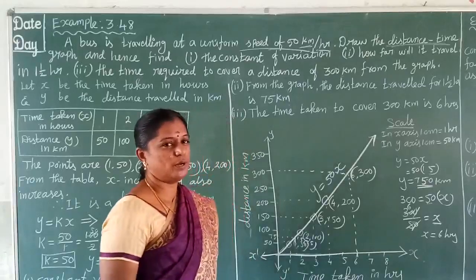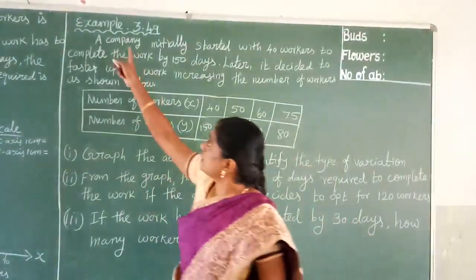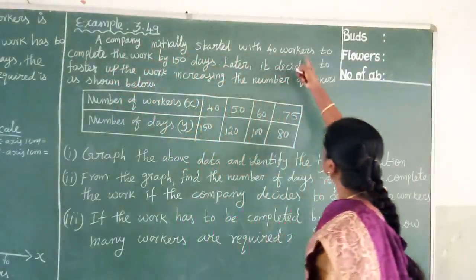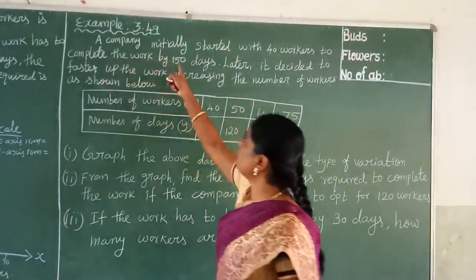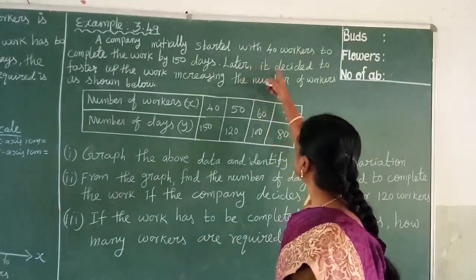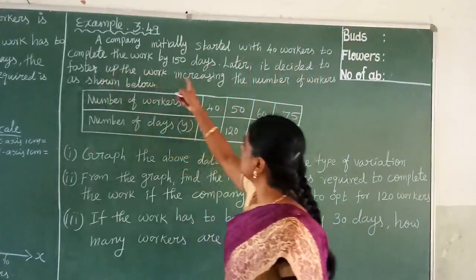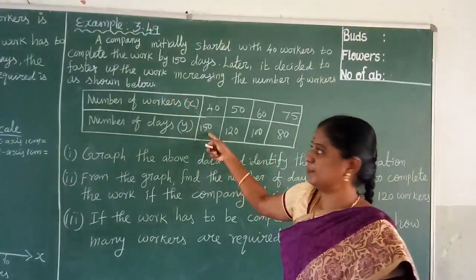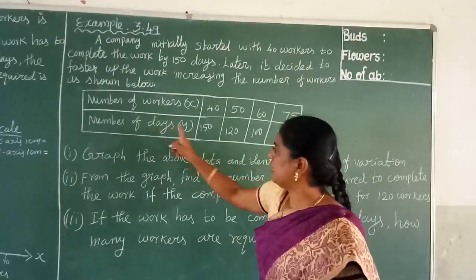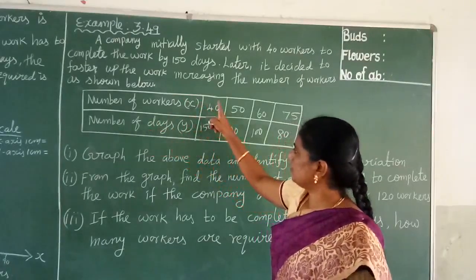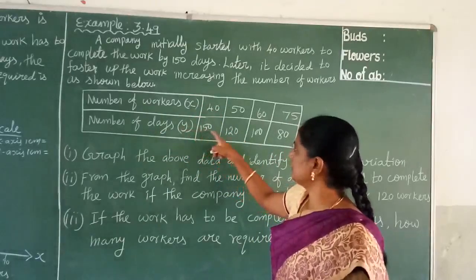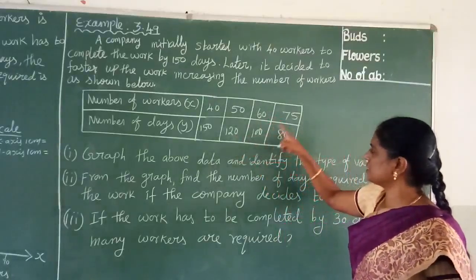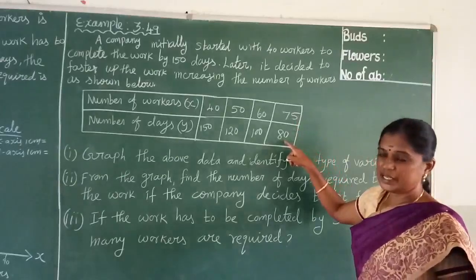So next we see one more problem. Now we discuss example 3.49. A company initially started with 40 workers to complete the work in 150 days. Later, it decided to speed up the work by increasing the number of workers as shown below. The table has number of workers x and number of days y. 40 workers completed the work in 150 days, 50 workers in 120 days, 60 workers in 100 days, and 75 workers in 80 days.